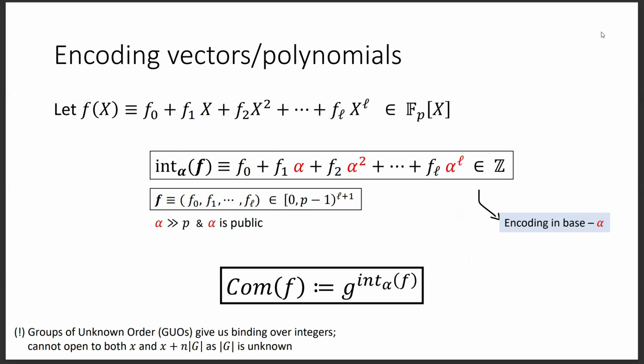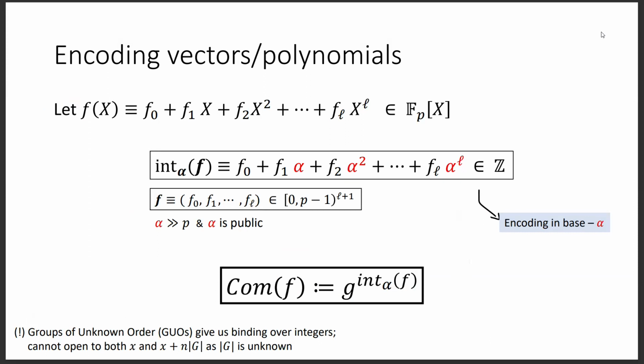So what's the first step? How do you commit to a polynomial or a vector? Consider your polynomial in this coefficient representation. We'll define int_alpha(F) as basically evaluating your polynomial at a large enough public value alpha.